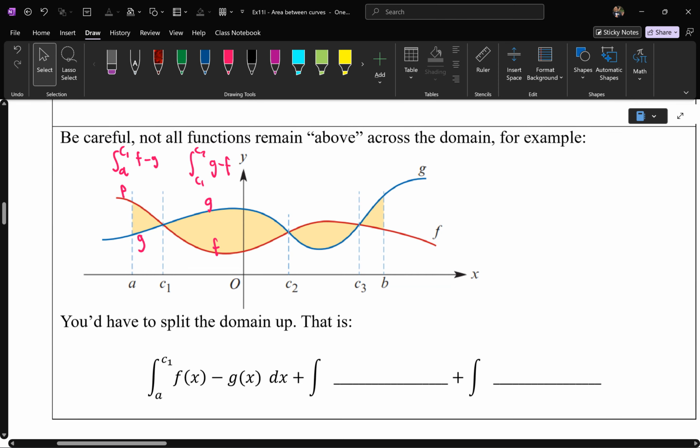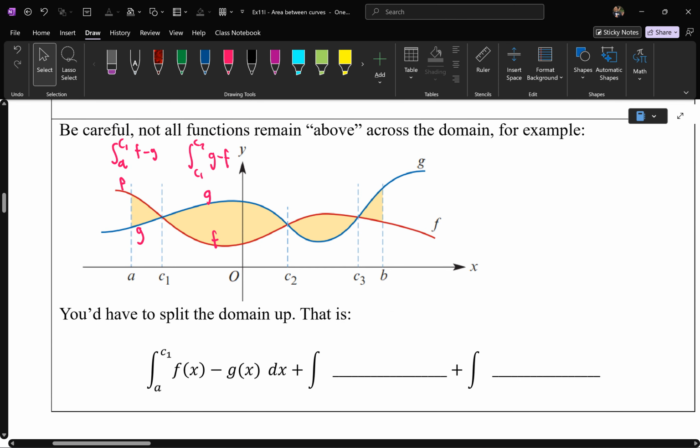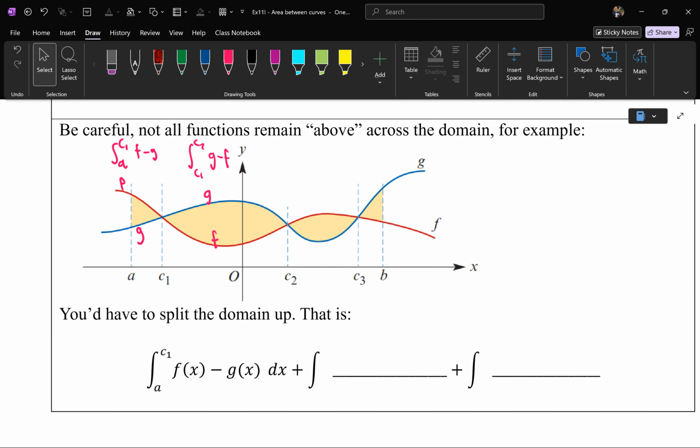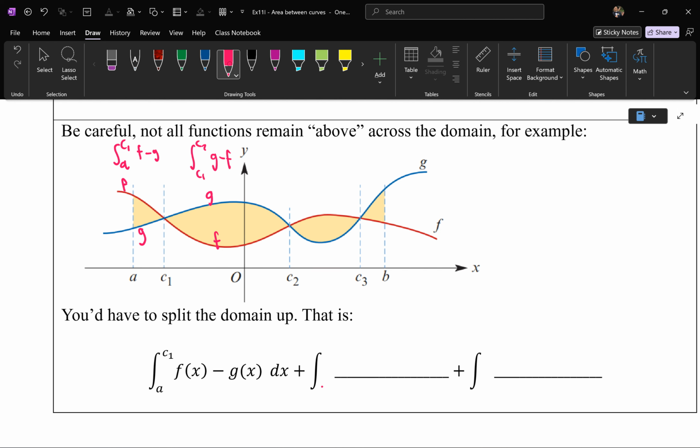Okay, so answering this bit here, that's just me describing to you, making sure that it's the higher y value take away the lower y value in that interval. So if you were to fill it up, we can see that from c1 to c2 it should be g take away f delta x. Next one will be c2 to c3, and it's f take away g. Okay, and so forth. You can carry on from c3 to b, and then it will be g take away f. Okay?